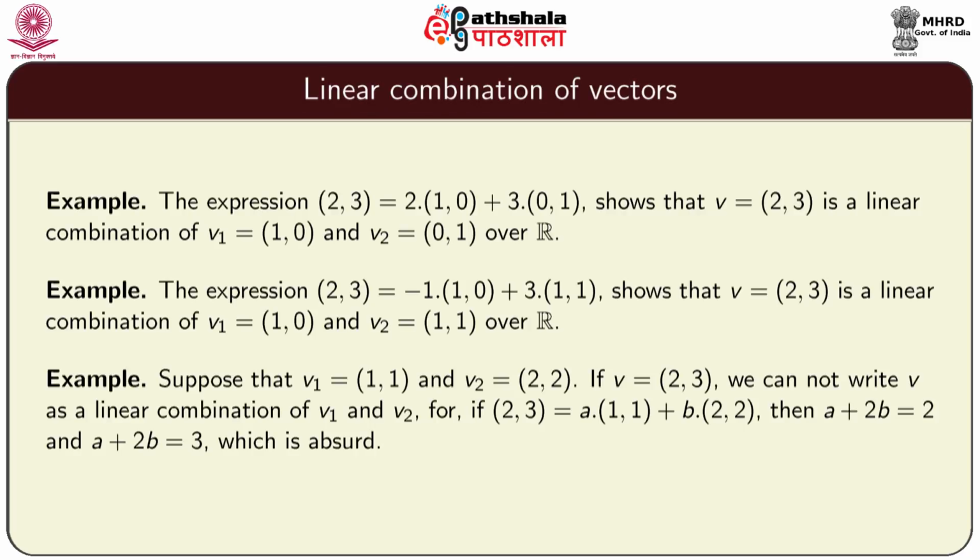And here geometrically it is easier to understand that (1, 1) and (2, 2) are actually sitting on the same straight line passing through the origin and the point (1, 1), and the vector (2, 3) surely does not lie on that line. Therefore, it is quite natural that (2, 3) cannot be written as a linear combination of V1 and V2 in this case.